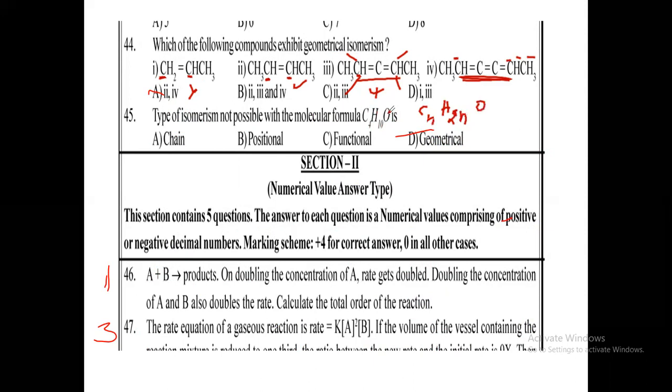CnH2nO. It is generally alcohol or ether type. They cannot show what now? Geometrical isomerism. Okay. Next, double bond equivalent we have taken.